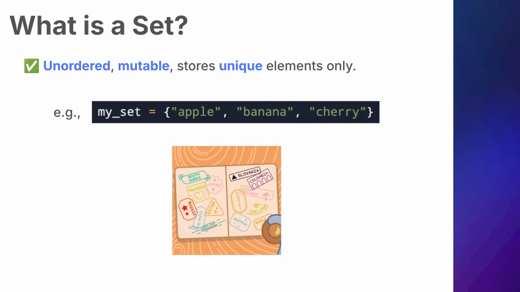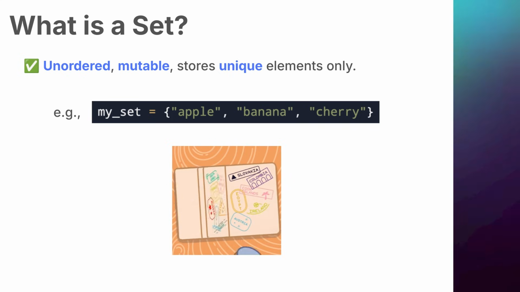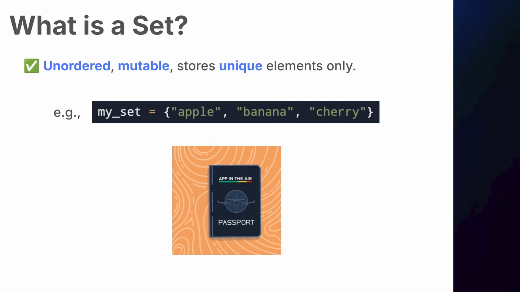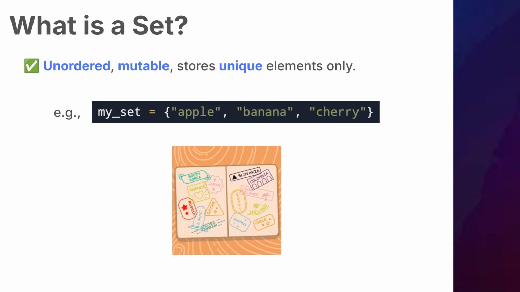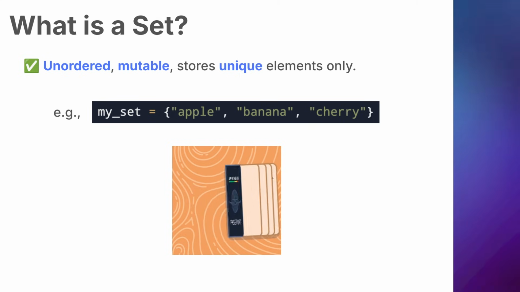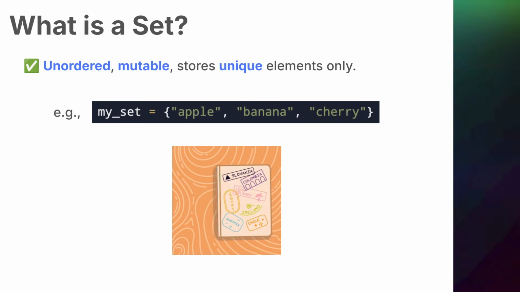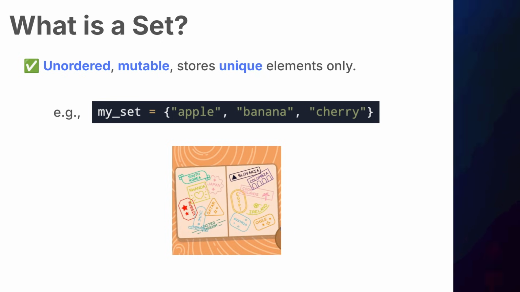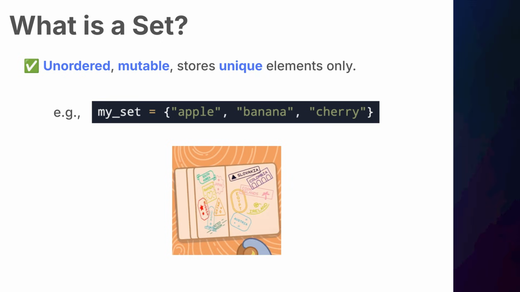Imagine you're collecting stamps and you don't want duplicates. Each stamp should be unique in your passport. That's a set in Python. Why use a set? To remove duplicates automatically, to do set math like union, intersection, difference, when order doesn't matter, only existence.